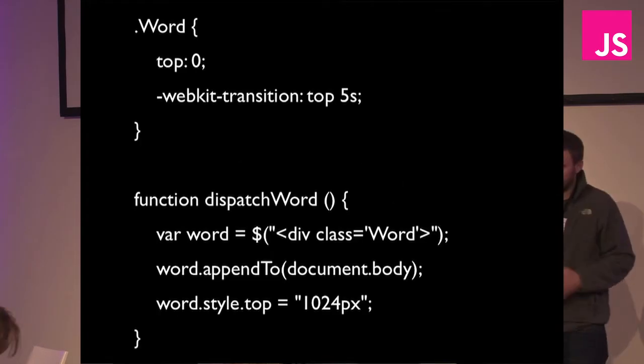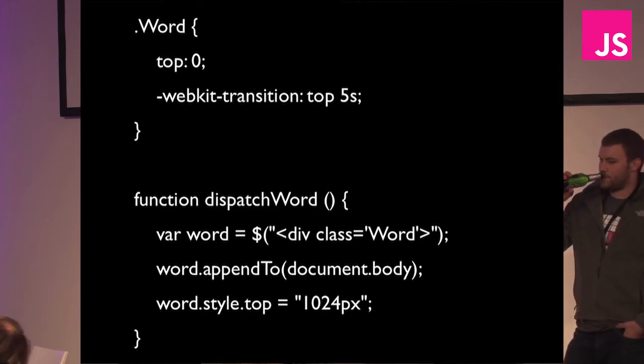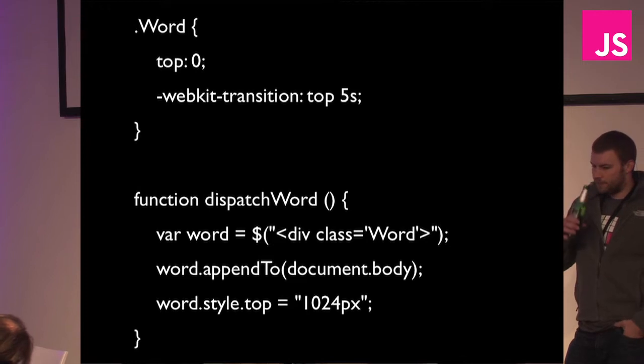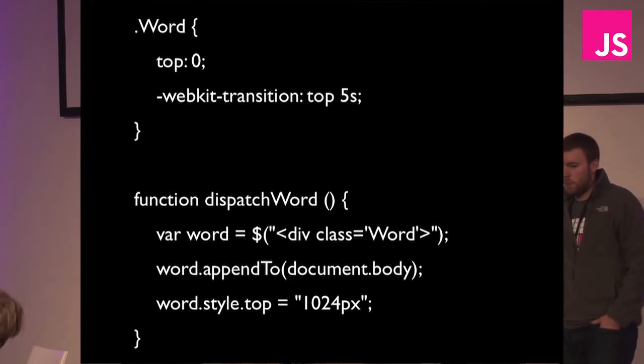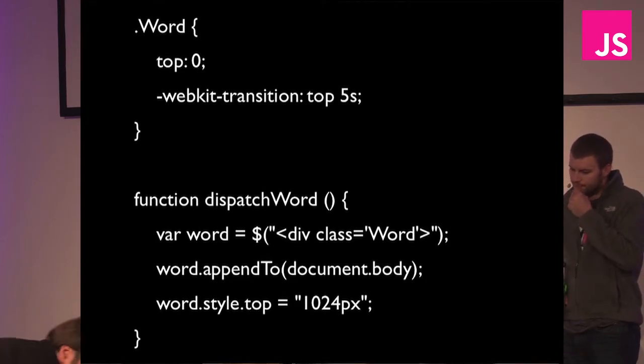All right, so in our code, we have these divs with the class word. What we want to do is start them off above the top of the page, and then have them animate all the way to the bottom. So we call this function, dispatchWord, that creates a word element, inserts it into the DOM, and then changes the top position to the height of the screen.